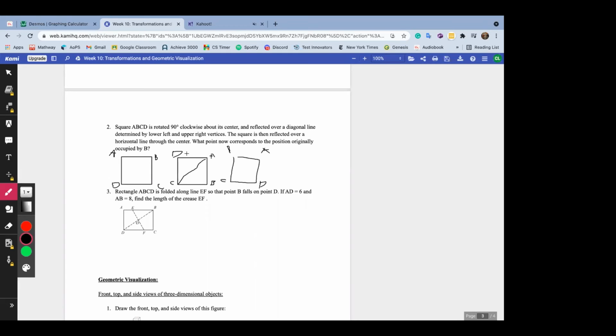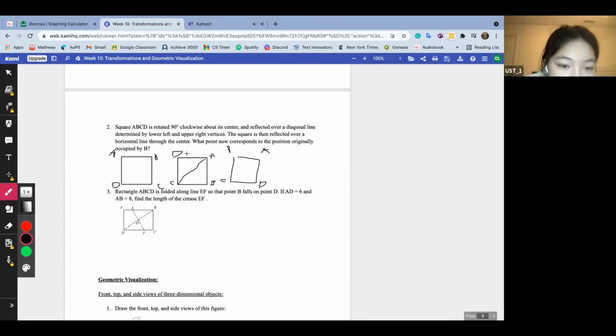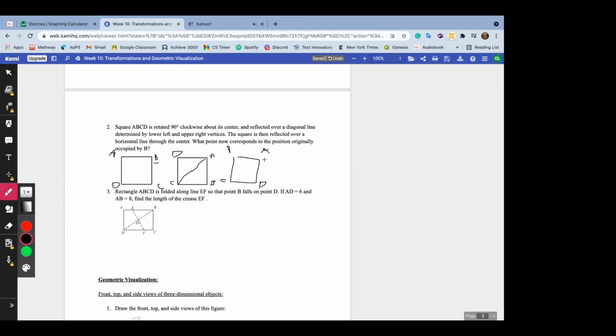Wait, do you mean what point now corresponds to the position originally occupied by B? Does it mean what point is at that position? So originally B was here. So what point will be in this position now? A. No, I'm not done with it yet.